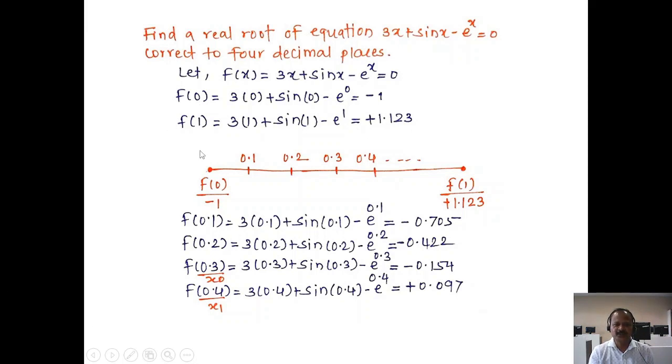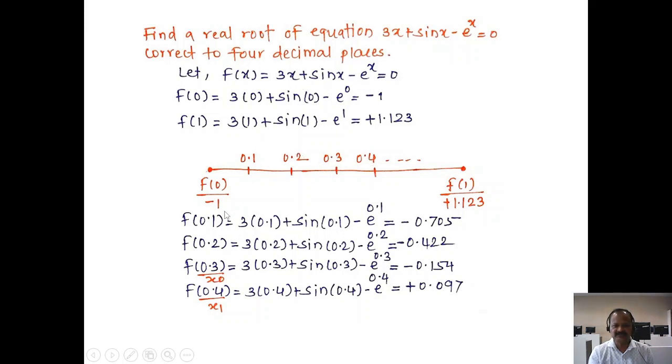Now this is an iterative process. To minimize the iteration, we have to take in-between values from 0 to 1. Now you can see this figure: when you put 0 in this equation, we get the answer minus 1, and when you put f(1) into this equation, we get a positive answer, plus 1.123. So the root lies in between 0 and 1. To minimize the iteration, we have to take values like 0.1, 0.2, 0.3, 0.4 and so on. Now these values 0.1, 0.2, 0.3 and 0.4 you have to put in this equation and find the answer.